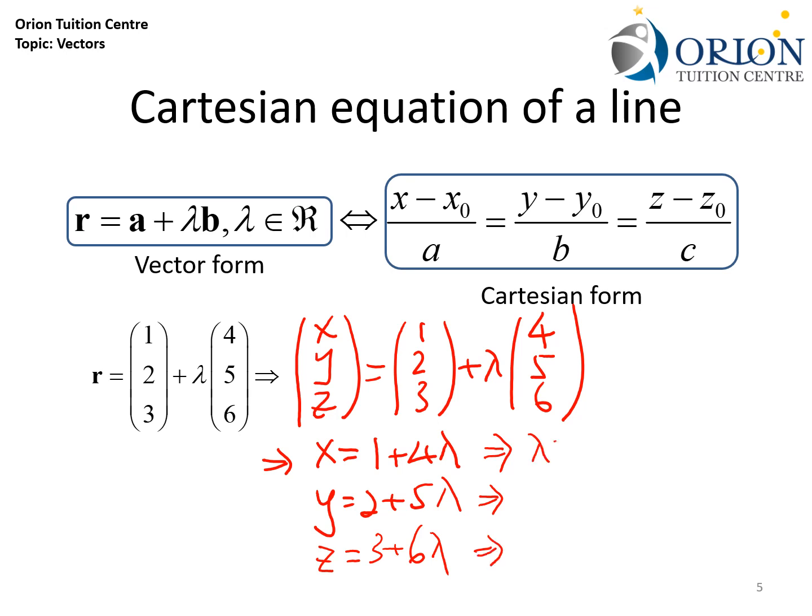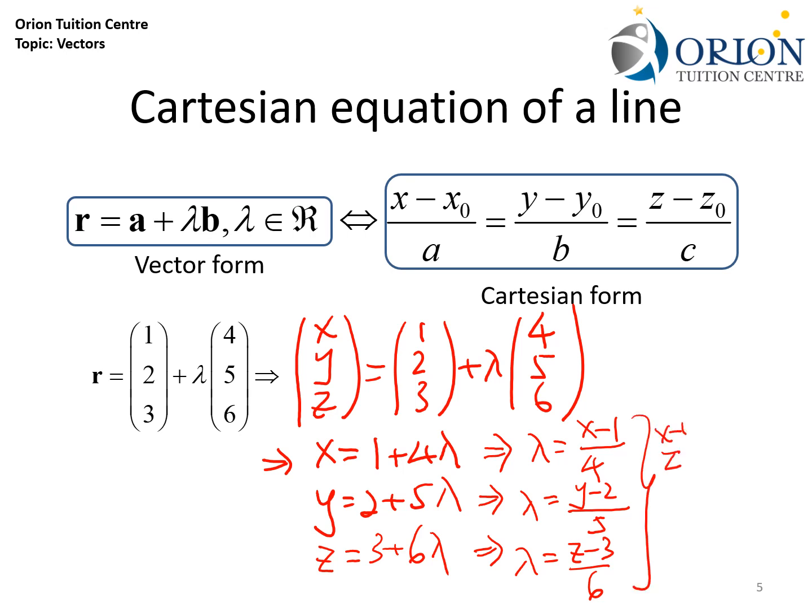I will get lambda equals x minus 1 over 4, lambda equals y minus 2 over 5, and lambda equals z minus 3 over 6. Since we know that all the lambdas must be equal, we can say that x minus 1 over 4 must be equal to y minus 2 over 5, which must be equal to z minus 3 over 6. And this is the Cartesian equation of a line.